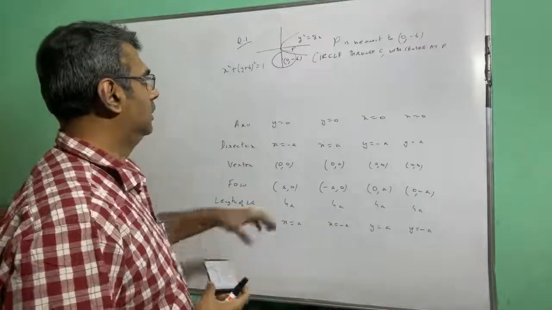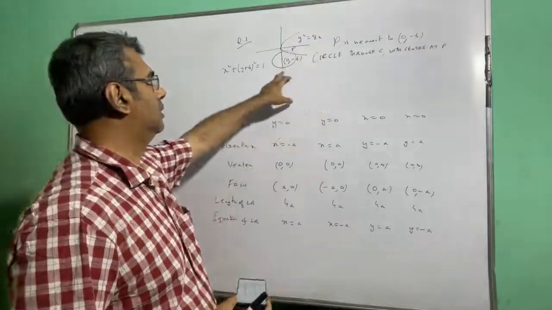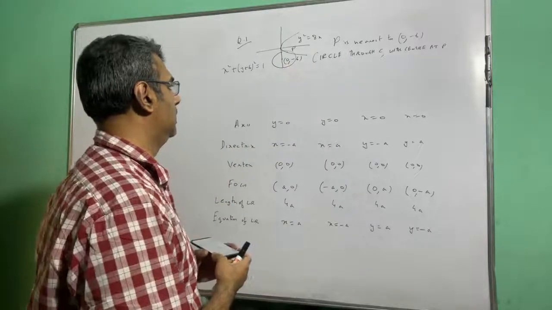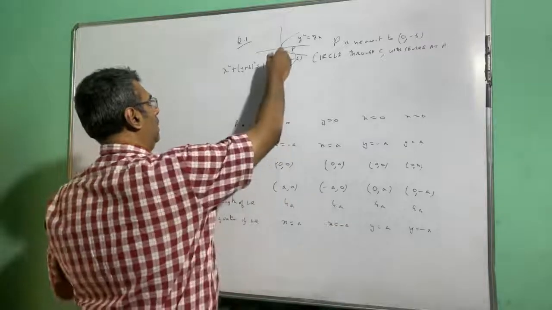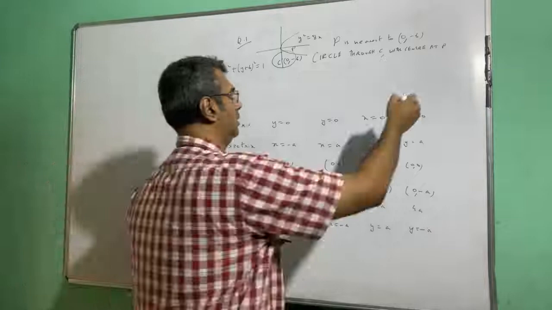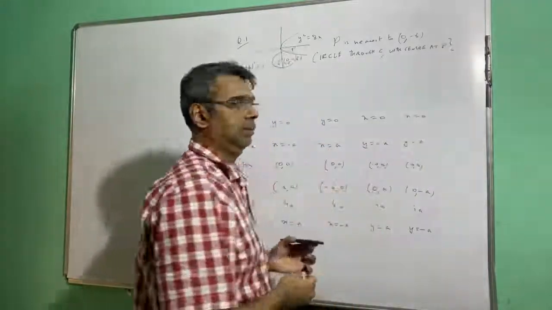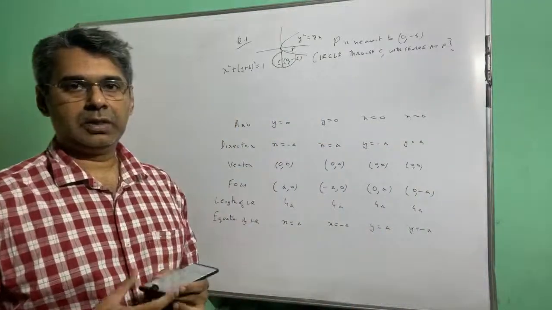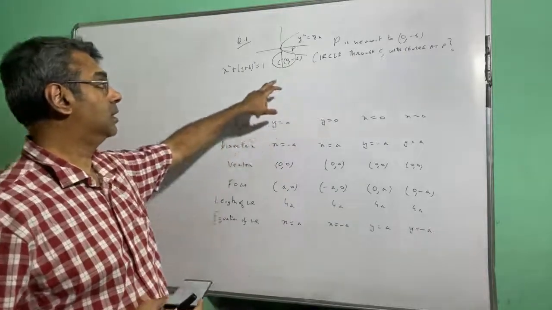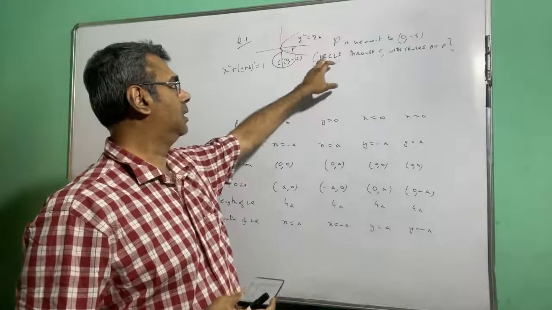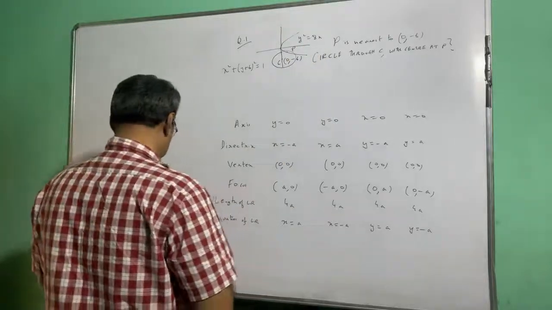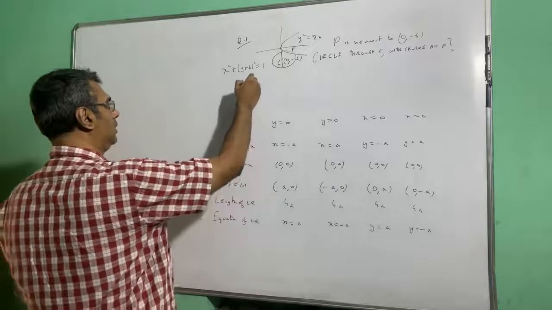So there is a circle with center at 0, minus. There is a circle which is passing through 0, minus 6, and the center of the circle is at P. You have to find that circle. That is a question. There is a circle whose center is at C, and there's a circle which is passing through C and center is at P. You have to find that circle. That is a question.